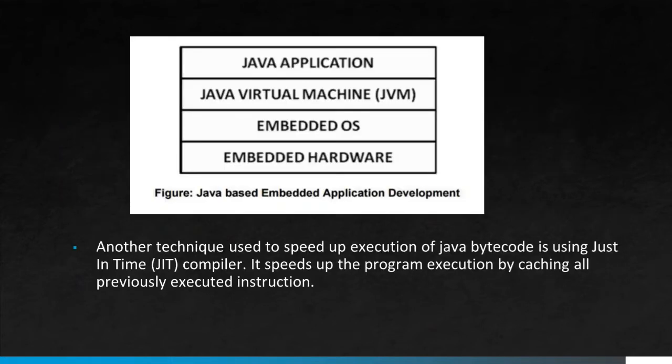Next, we can see a figure of Java-based embedded application development. On top, we have Java application, then JVM, then embedded OS, and then finally embedded hardware. Another technique used to speed up execution of Java bytecode is by using JIT compiler or just-in-time compiler. It speeds up program execution by caching all previous executed instructions.